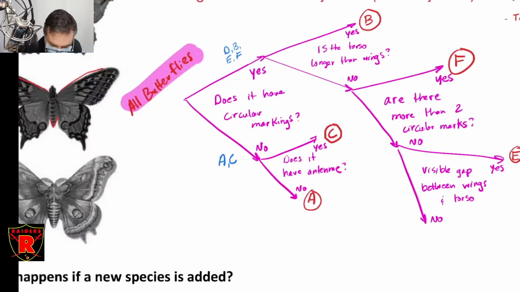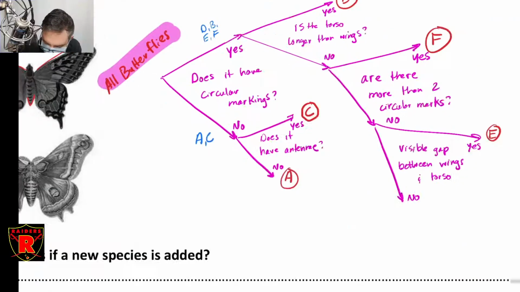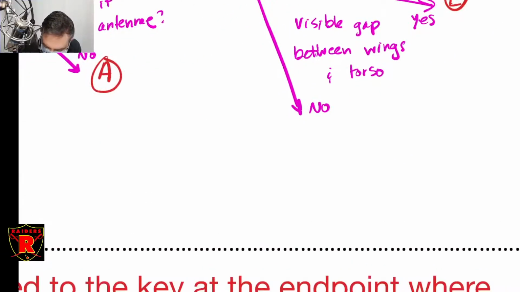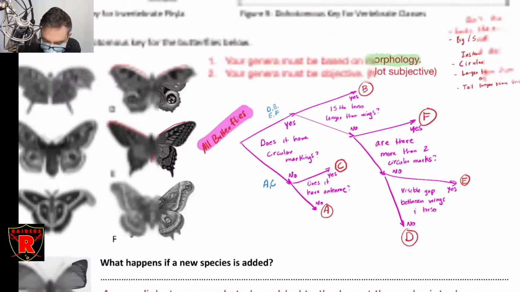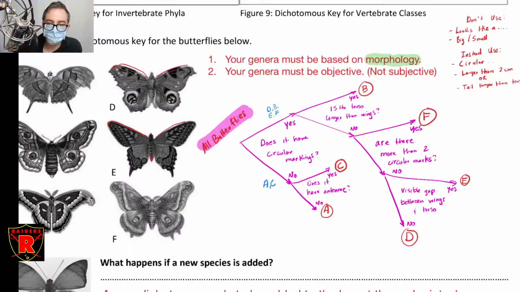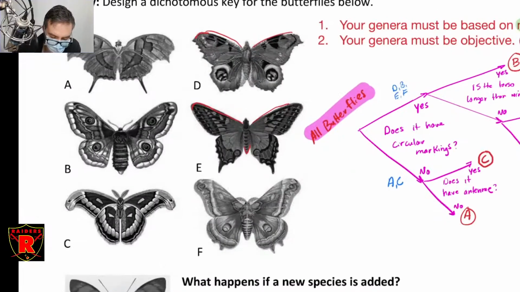And no, there isn't, it is D. Okay, so now that we've established this, and this is just like a real dichotomous key that you'd use, you could go out into the field, and a butterfly would land on you and you'd be like, oh, look at this guy. I wonder what it's called.